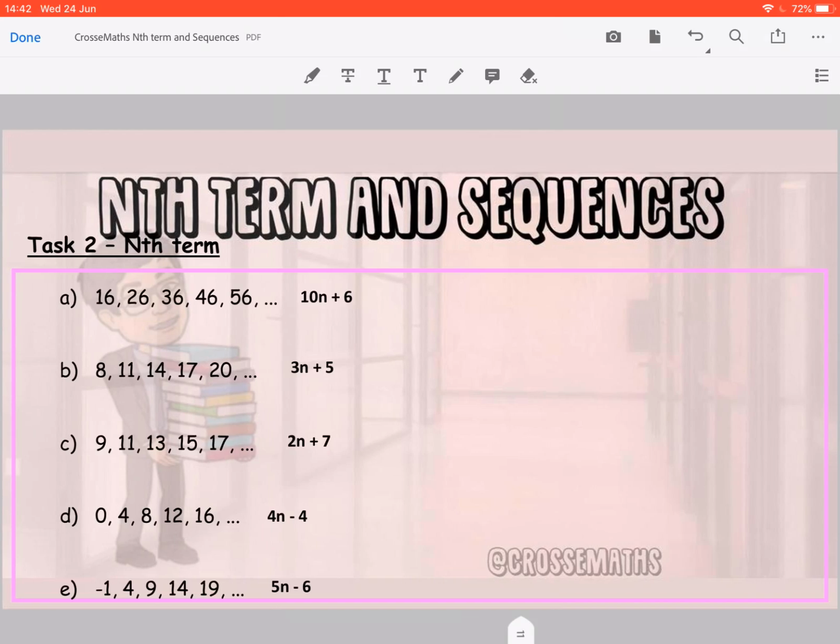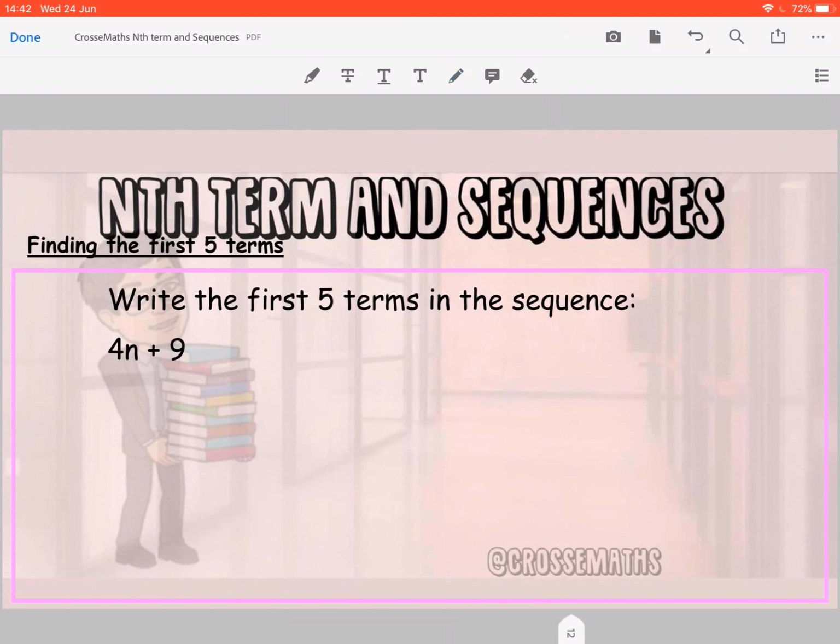Super straightforward. Right then, so first 5 terms in the sequence. Okay, this is a little bit different. You're basically doing whatever we just did, but you're going backwards now. So instead of being given 5 numbers, I'm starting with the nth term formula, and I'm going to go backwards. Okay, so 4n plus 9.